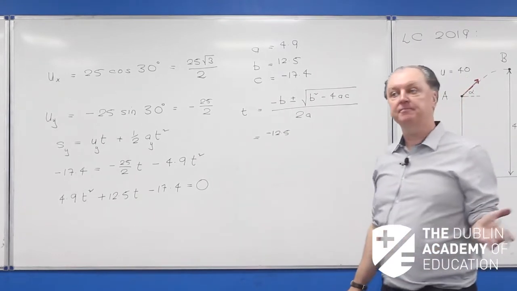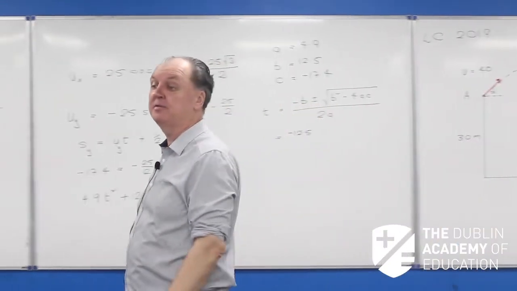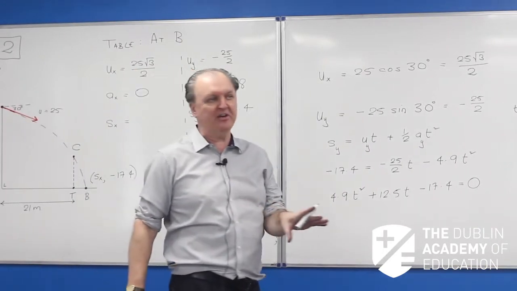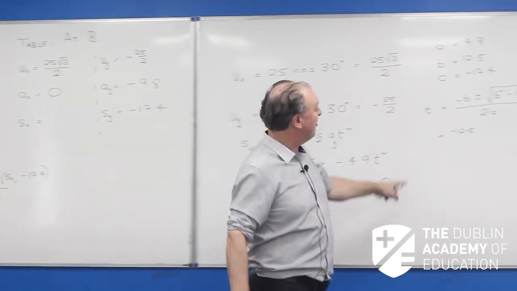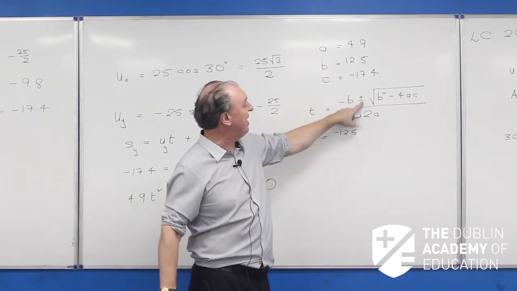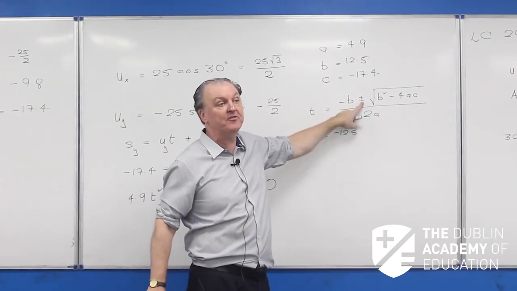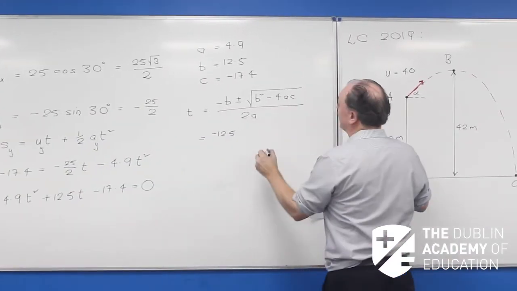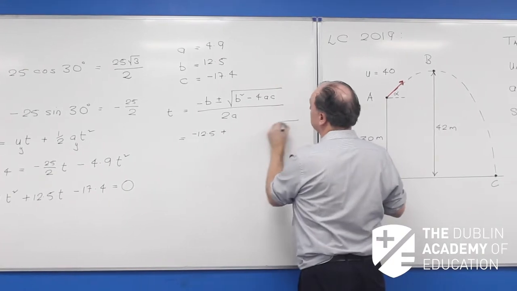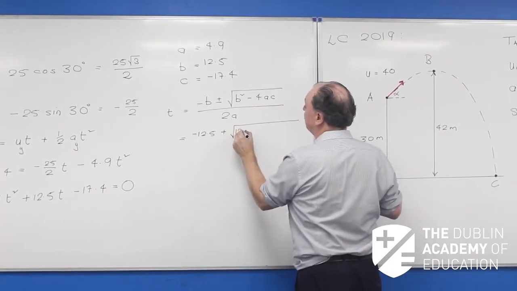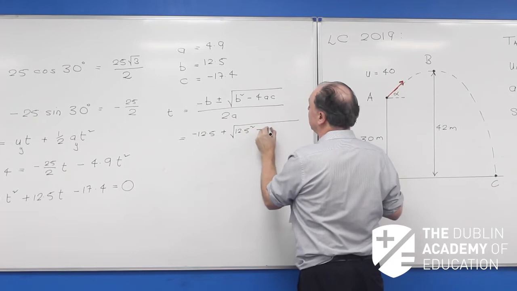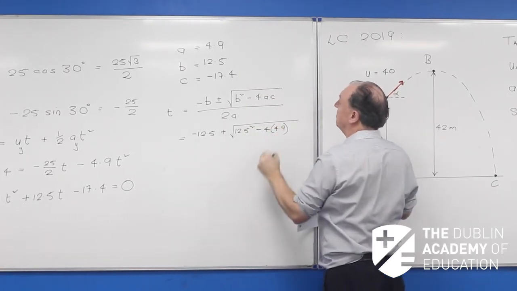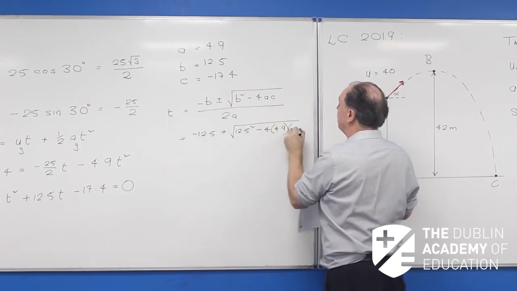Plus or minus. Sometimes there are two answers. But there's one thing I do know. I know that time can't be negative. So that's already negative there. So if I use the minus part, the entire top will be negative. So I can ignore that minus in this particular instance. So I just have to use the plus part. Plus b squared, 12.5 squared, minus 4, a 4.9 by c minus 17.4.